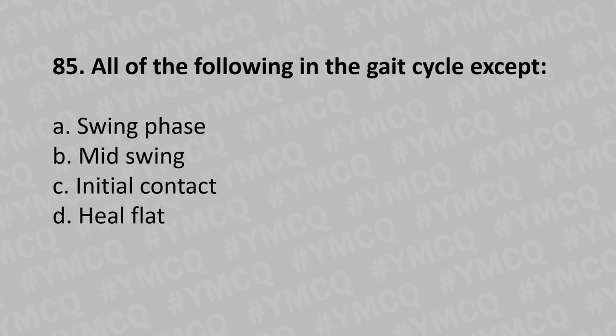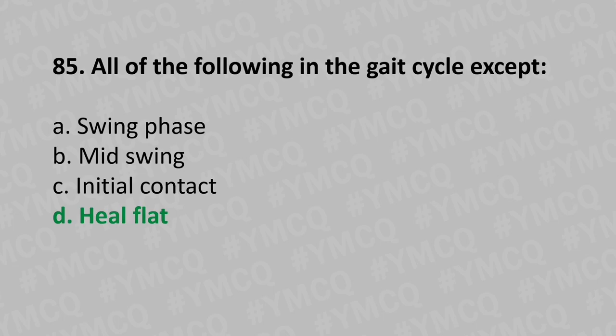All of the following are in the gait cycle except: option A, swing phase. Option B, mid swing. Option C, initial contact. Option D, heel flat. And the answer is option D, heel flat. Moving to our 86th question.